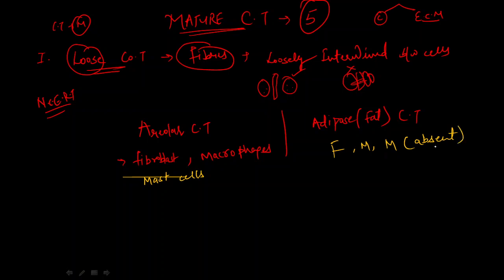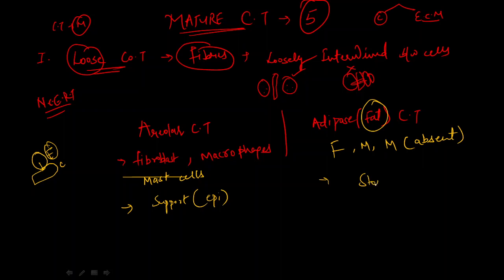Then, if I'm talking about the areolar connective tissue function, it acts as a support framework for epithelium. So that means if this is epithelium, this connective tissue is providing support to that epithelium. Support to which tissue? Support to epithelium. And in case of adipose, as I just told you, it is a kind of fat cells. That means they are specialized to store fat. So they store fat. And now the question is, where do they store fat? Beneath the skin. I think this is clear to you.